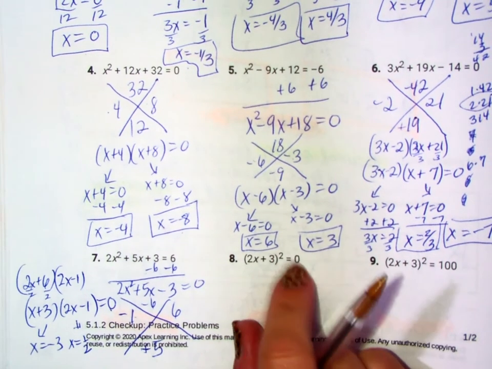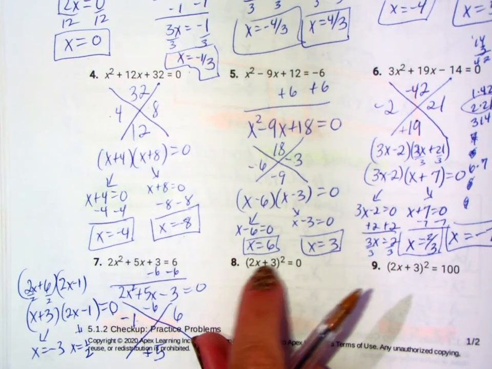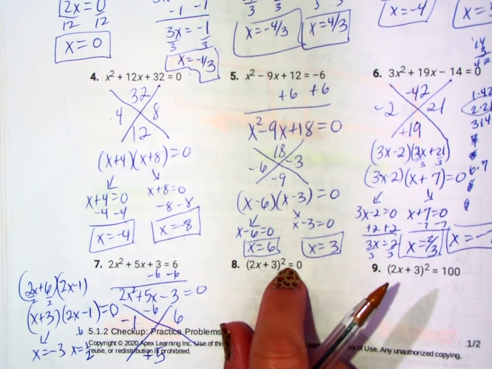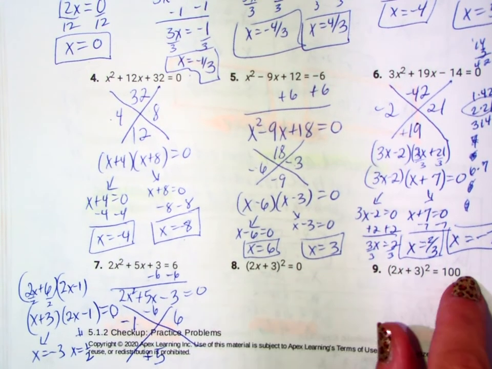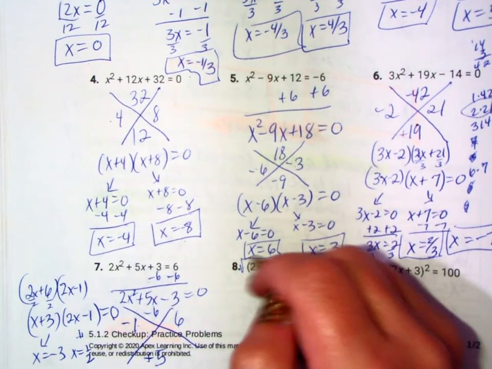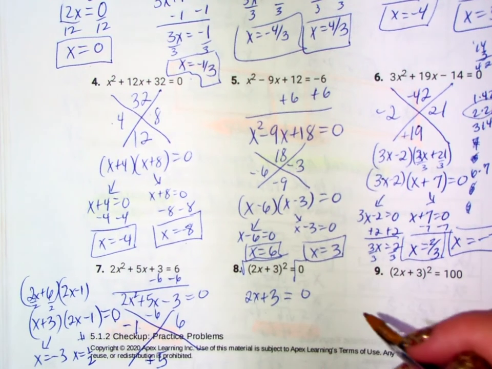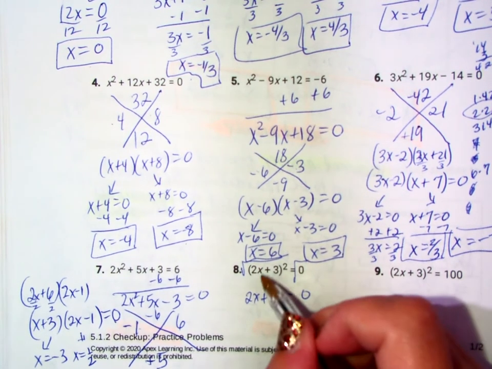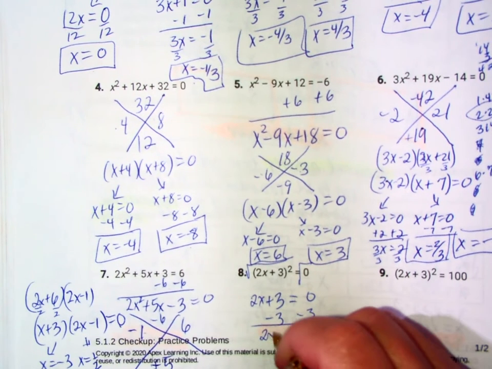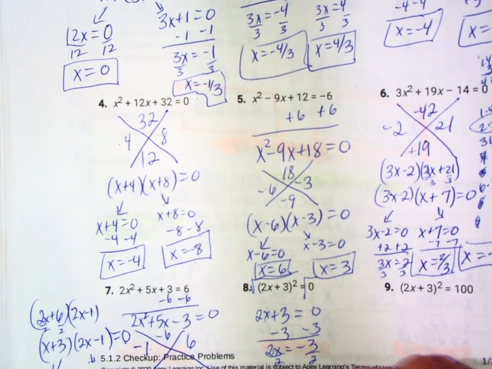Okay, this one and this one are now in a different format. Anything that's to a power of 2, these are already factored, right? But it's a perfect square. This to a power of 2 can be solved when it's equal to a constant, like this is, by just taking the square root of both sides. So if I take the square root of both sides, I'm going to get 2x plus 3 is equal to 0. So minusing 3 from both sides, 2x is equal to -3, divided by 2, x is equal to -3/2.